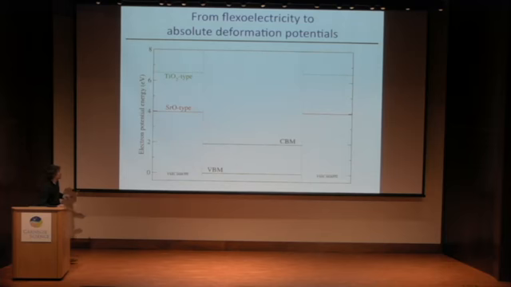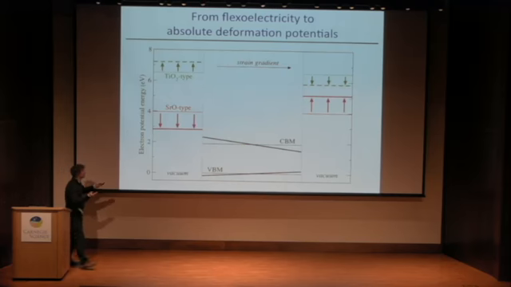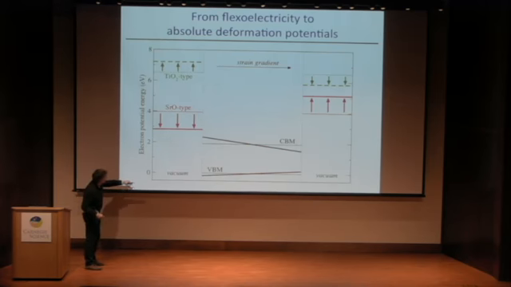Essentially, to go from the macroscopic electrostatic potential to the band structure, we just need to add the deformation potentials to the macroscopic electrostatic potential. This way, we can build a complete diagram of the electronic response of the system to a deformation. And this is a summary of what I showed. We have a tilt of the conduction band, a tilt of the valence band.